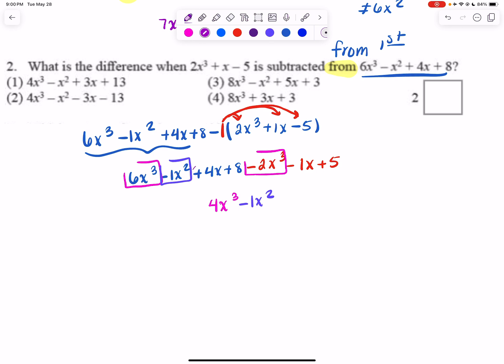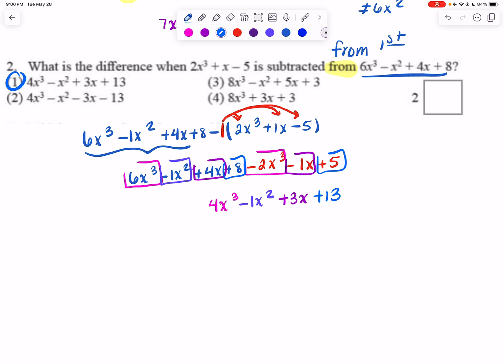4x has a like term with that minus 1x. 4x minus 1x is 3x. And now that 8 has a like term with a 5, and 8 plus 5 is 13. So if I look at my answer choices, it's got to be choice number 1.